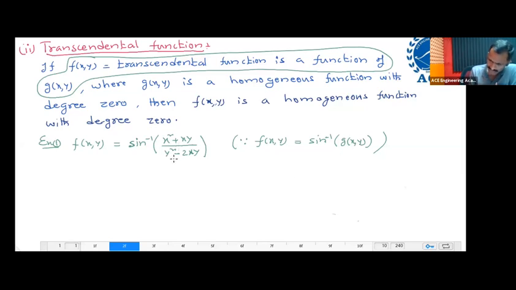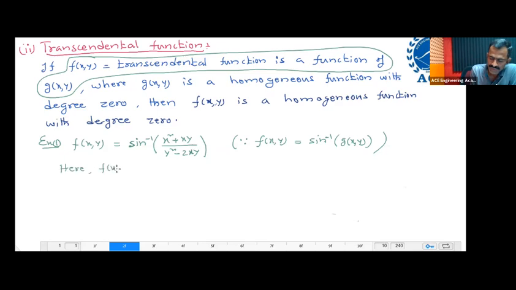Here g of x comma y is an algebraic function. So this inner function is an algebraic function. For this algebraic function, we can use the previous one only, because it is numerator by denominator. The numerator is a homogeneous function with the degree 2. The denominator is also a homogeneous function with the degree 2. Therefore, this inner function g of x comma y is a homogeneous function with the degree 0 only, because 2 minus 2 is 0. So the inner function is a homogeneous function with the degree 0. Therefore, sine inverse is a homogeneous function with the degree 0.